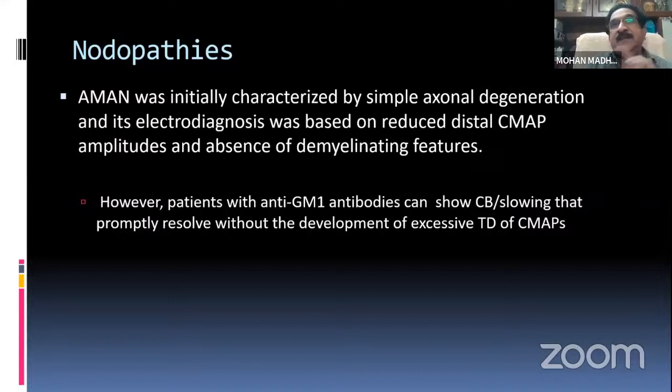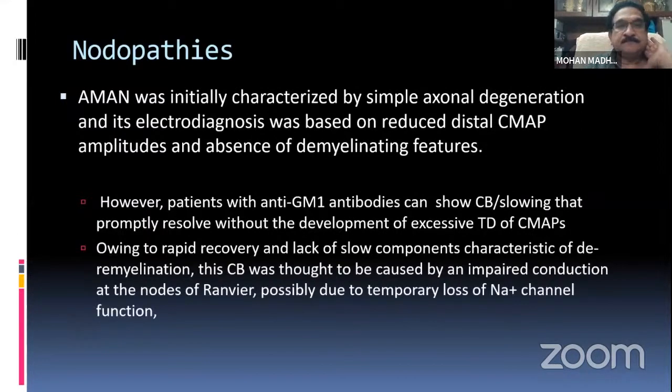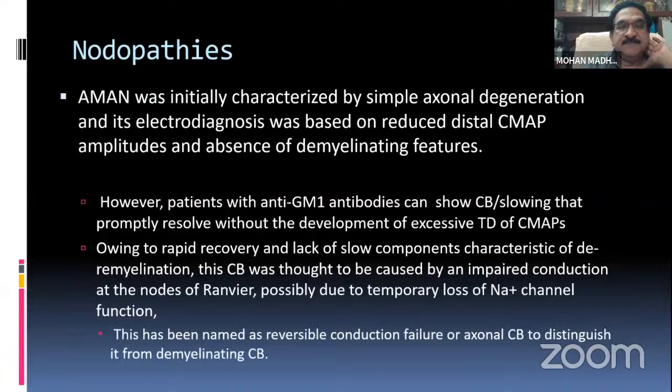You should have demyelination, patchy demyelination. But the nodopathies will not produce a temporal dispersion. There's a block occurring at the node. And owing to the rapid recovery and lack of slow components characteristic of demyelination, this conduction block was thought to be caused by impaired conduction at the nodes of Ranvier, possibly due to the temporary loss of sodium channel function.